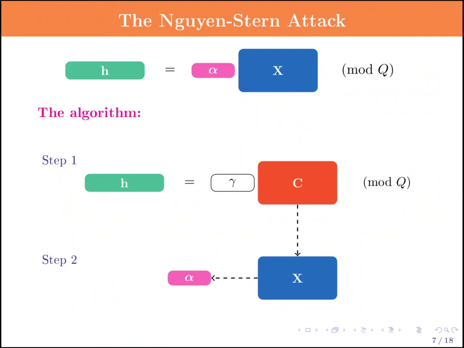So following this intuition, the Nguyen-Stern attack is divided into two main steps. First, from h, this algorithm computes a matrix C, satisfying a similar equation, but the point is that C can be non-binary. Then, in a second step, from C, it computes the binary matrix X, and consequently alpha, the vector containing the weights.